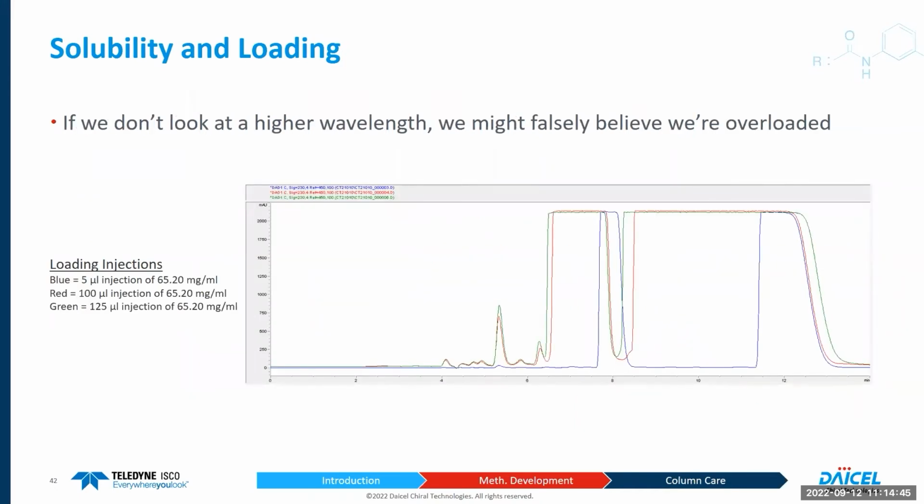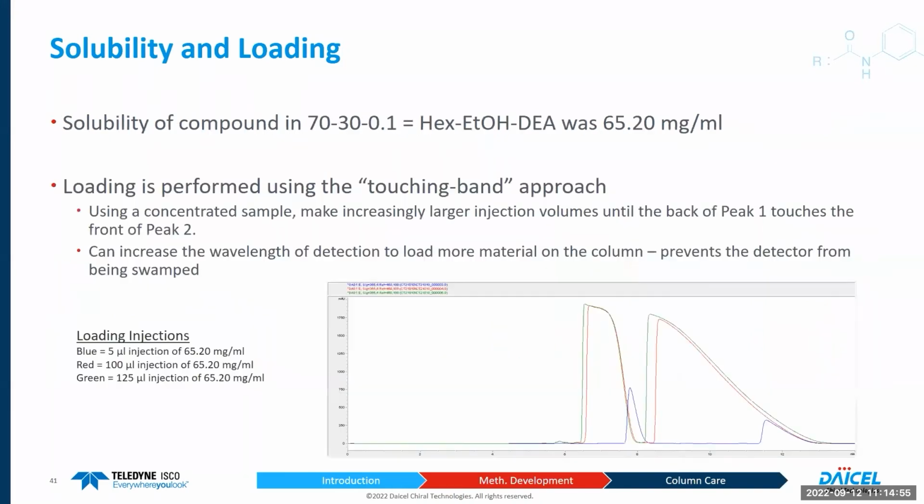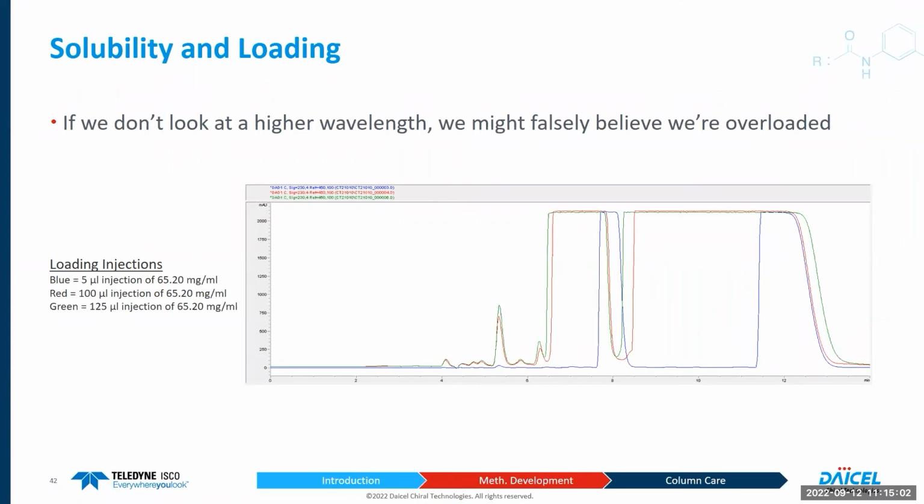As an example of what that looks like here, this is all the same wavelength. This is all at 230 nanometers. This is the exact same series that I showed on the last slide here. This was at 365 nanometers, however. So at 230 nanometers, the green and the red injections look like you have far exceeded the loading of the column, to the fact here in green where it almost looks like it's about ready to completely co-elute.